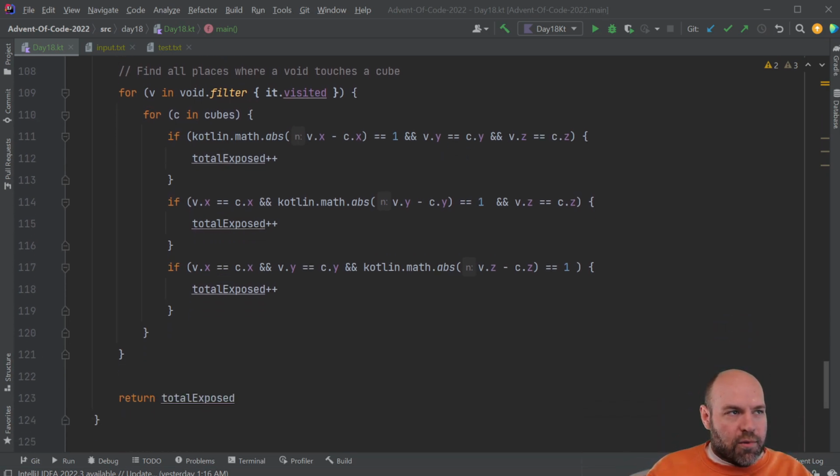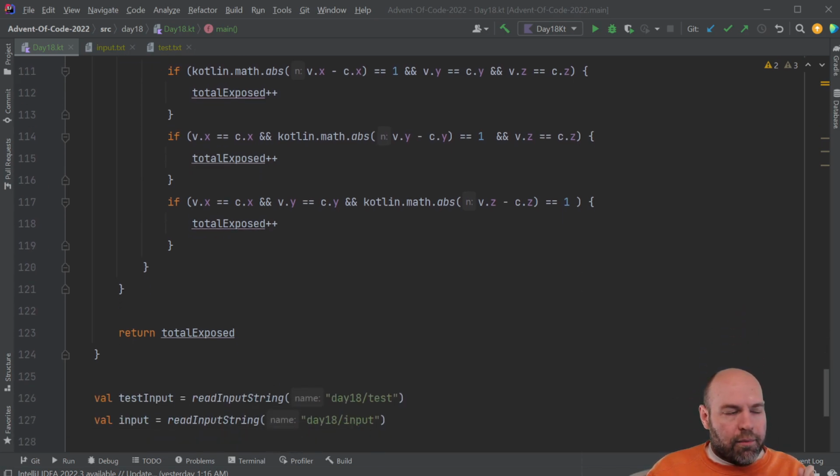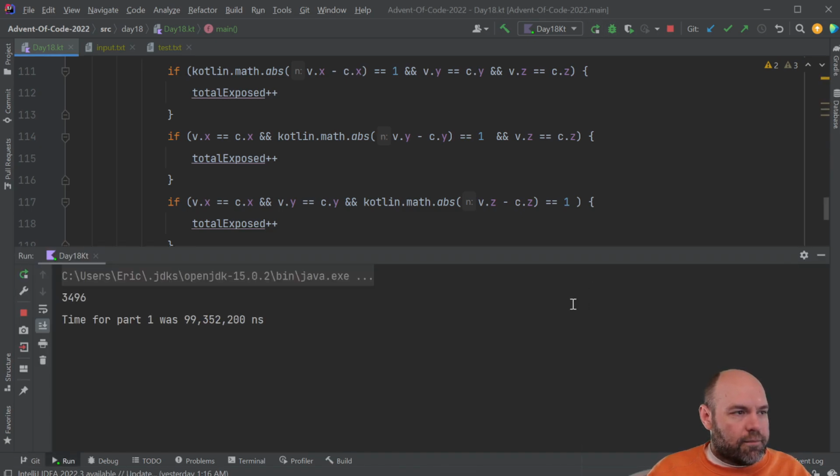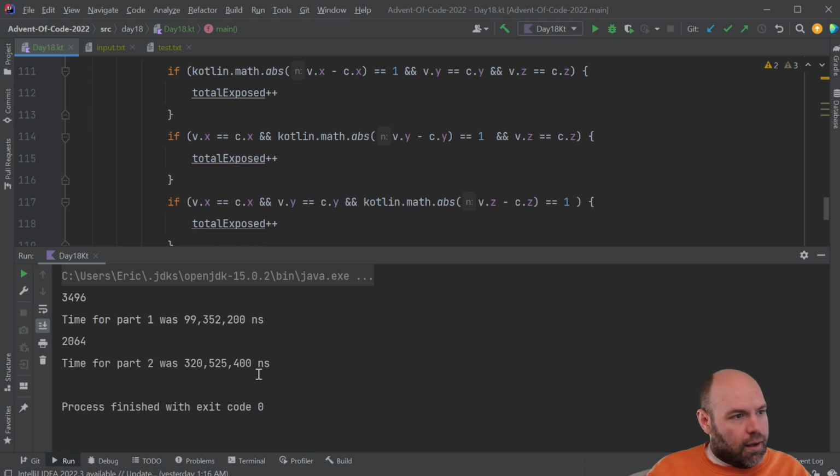Again, this is probably not the most efficient way to do this, but it's a very small number of cubes for both of them, so it goes through real quick. At that point, we know how many faces are touchable by the outside. It runs pretty quick, just 300 milliseconds. So again, good enough.